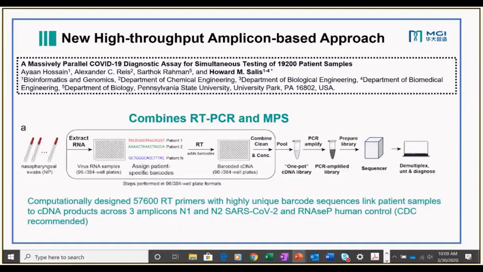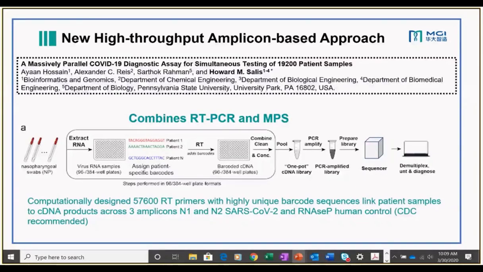Another exciting amplicon-based approach was recently developed by Dr. Howard Salis at Pennsylvania State University. This approach combines RT-PCR and massively parallel sequencing. The big difference here is an extremely high level of multiplexing. About 19,200 samples can be multiplexed and sequenced in one run.